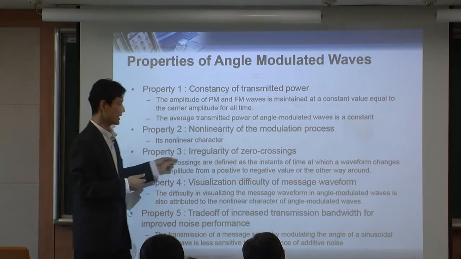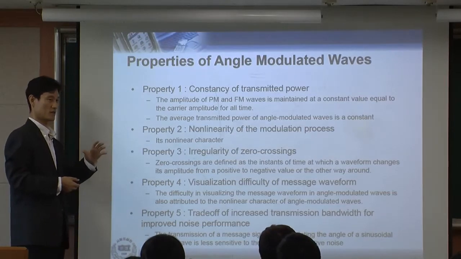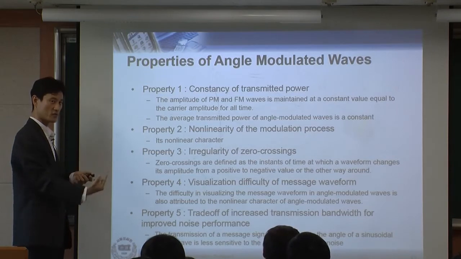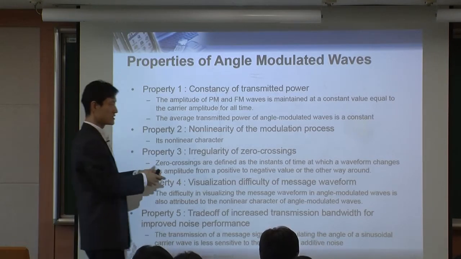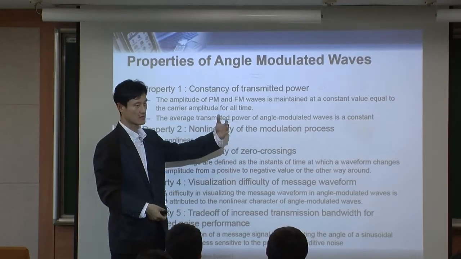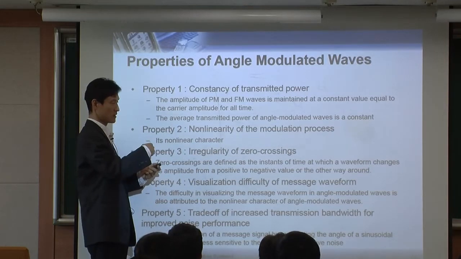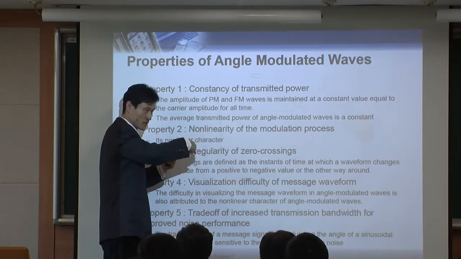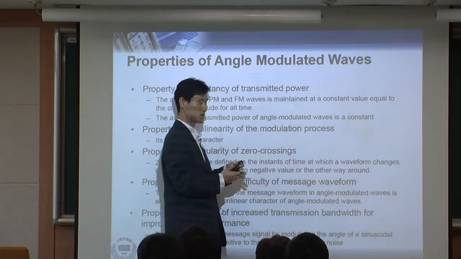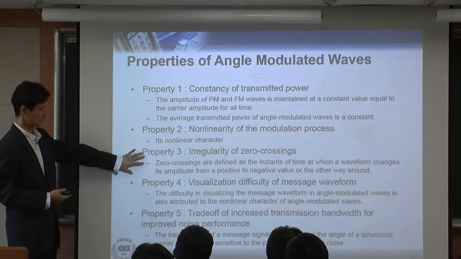Property 3, irregularity of zero crossings. What that means is your frequency may be changing. So what was a zero crossing? From positive to negative, negative to positive. If the zero crossing is regular, that means your frequency is constant. But in this case, it's irregular. Sometimes zero crossing is very often because of high frequency, or sometimes very slow. So that's what they mean. Your frequency basically changes.